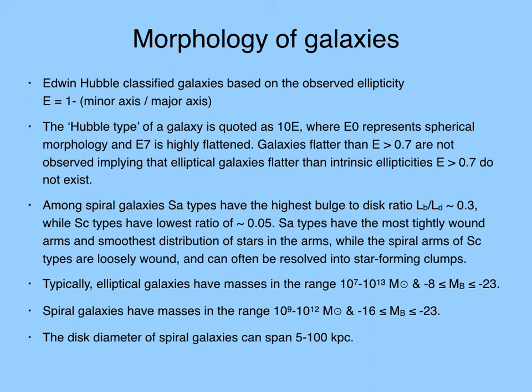Typically, elliptical galaxies have masses in the range of 10 to the power 7 to 10 to the power 13 solar masses, and B band absolute magnitudes in the range of -8 to -23 magnitudes. The spiral galaxies, on the other hand, are generally massive with masses of 10 to the 9 to 10 to the power 12 solar masses and B band magnitudes of the order of -16 to -23 magnitudes.